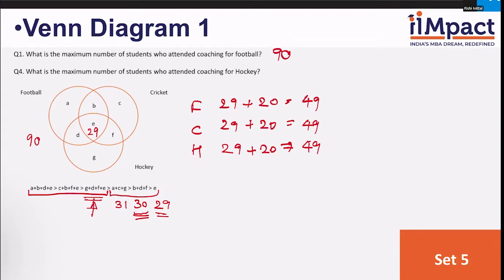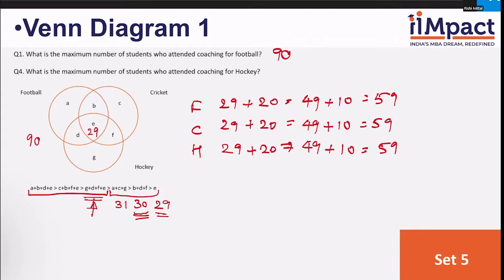Now I have to distribute 31 between A, C, and G. And if you see, A, C, and G are the variables representing only football, only cricket, and only hockey. So now these 31 students will be distributed only among single sports. To begin with, when I distribute them equally, I can add 10 more to each of the sports. So I get 59, 59, and 59. And I'm left with one more student to distribute. Don't forget that, one more student.